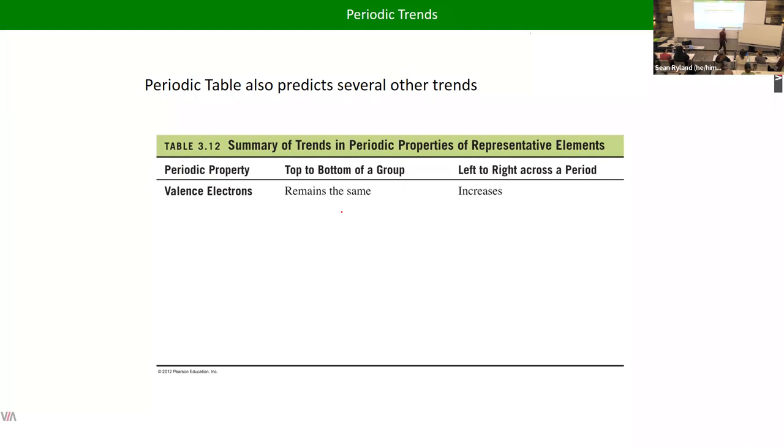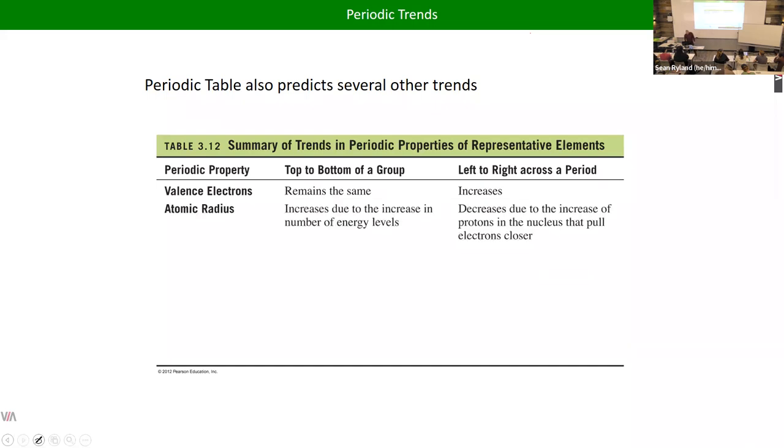I don't know if simplest is the right word, but the first one that we're going to look at is number of valence electrons. Number of valence electrons is how many electrons are in the highest energy level. Not the highest energy orbital, the highest energy level. So in other words, that row of the periodic table.